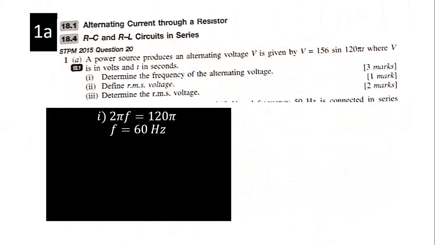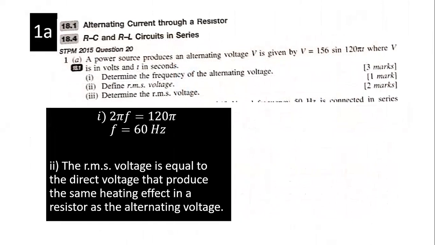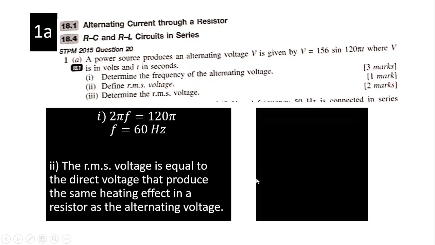Determine the root mean square voltage. Define the root mean square voltage: it is equal to the direct voltage that produces the same heating effect in a resistor as the alternating voltage. Determine the root mean square voltage. Root mean square is peak divided by root 2. 156 over root 2. Okay, anything not clear?